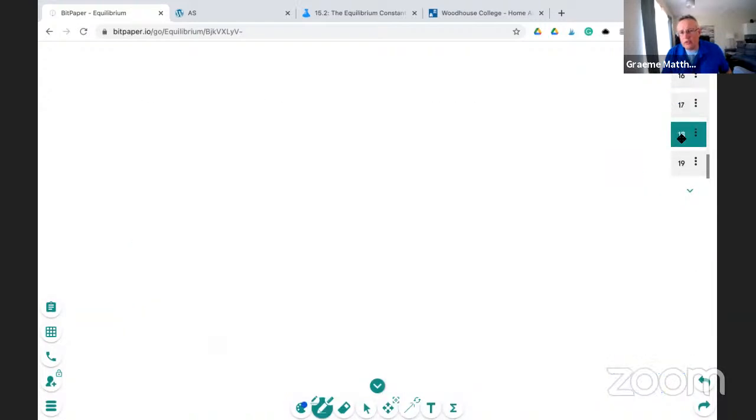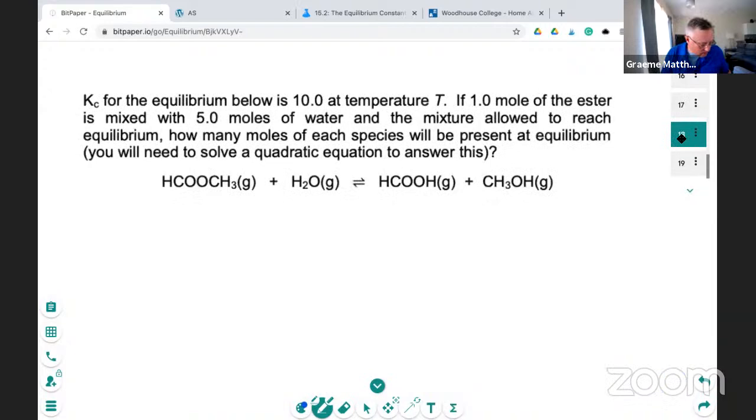All right, so this one here is probably the toughest one we can do. You've got to solve a quadratic equation. Chemists, you need to check with your exam board whether you need to solve a quadratic equation for this module on equilibrium. Anyway, let's say the Kc value was 10, so write down some notes here. The Kc value was 10.